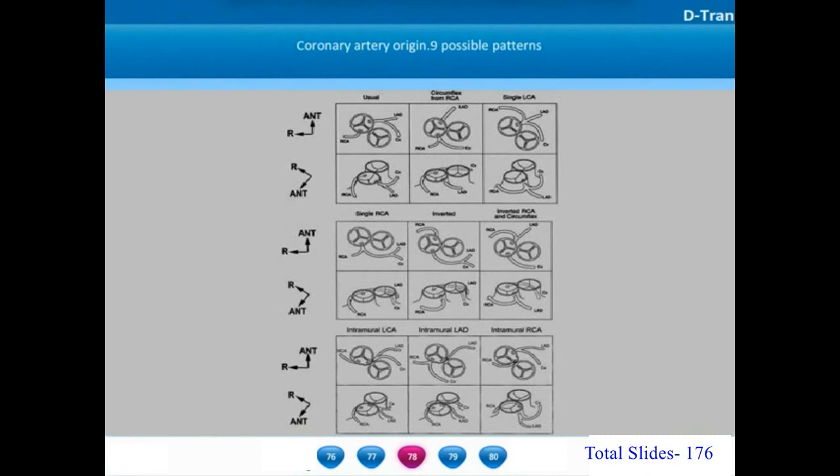One of the common anomalies that is seen is an origin of the circumflex from the right coronary artery, and this is seen in about 20% of the patients. Sometimes the coronary artery can be single. The entire coronary artery can arise as a single trunk from the left sinus or the right sinus, which will represent a single left coronary artery or a single right coronary artery. In some of the patients, the coronary arteries can be inverted, which means the right coronary artery is arising from sinus 1 and the left coronary artery is arising from sinus 2.